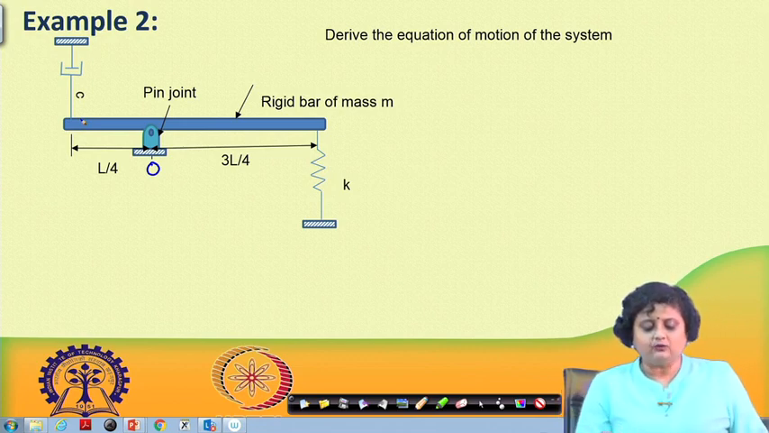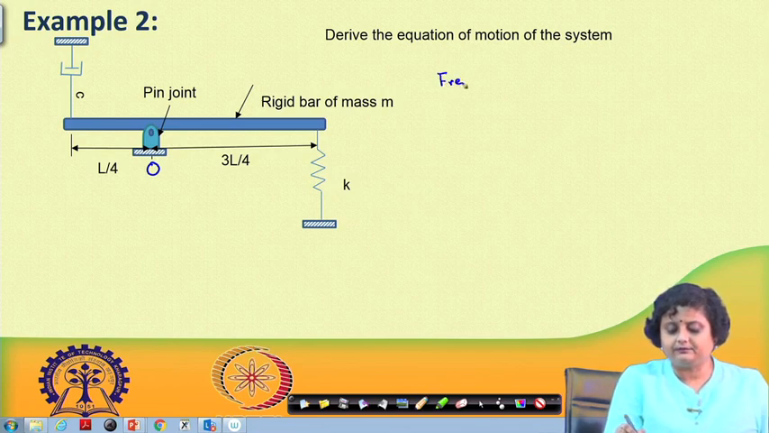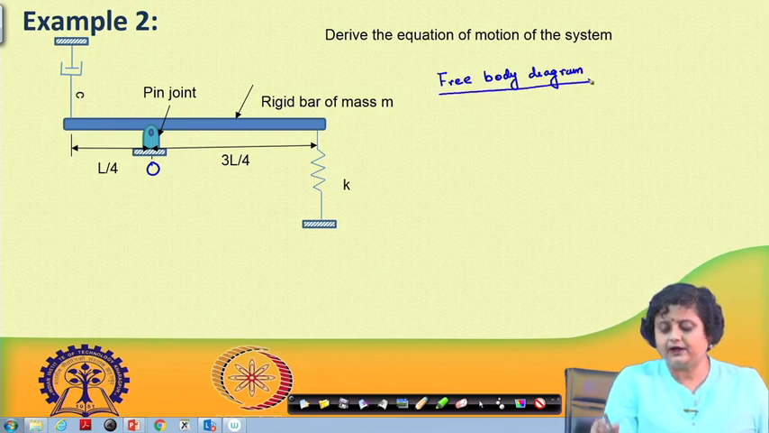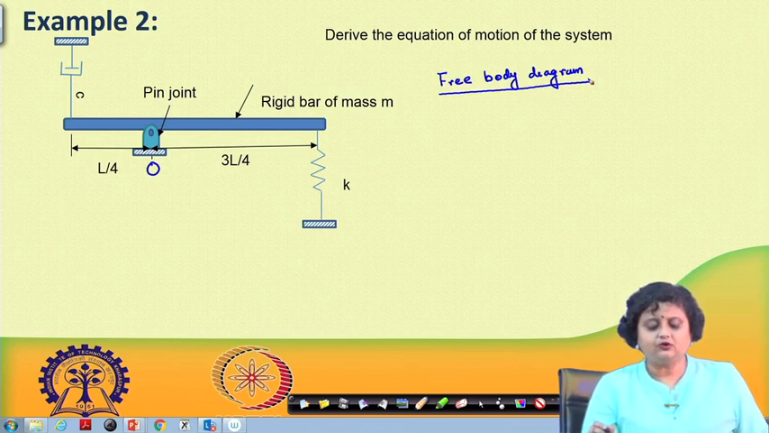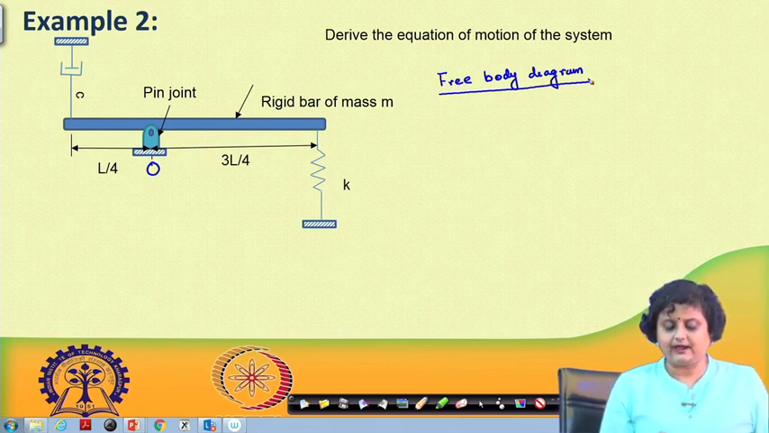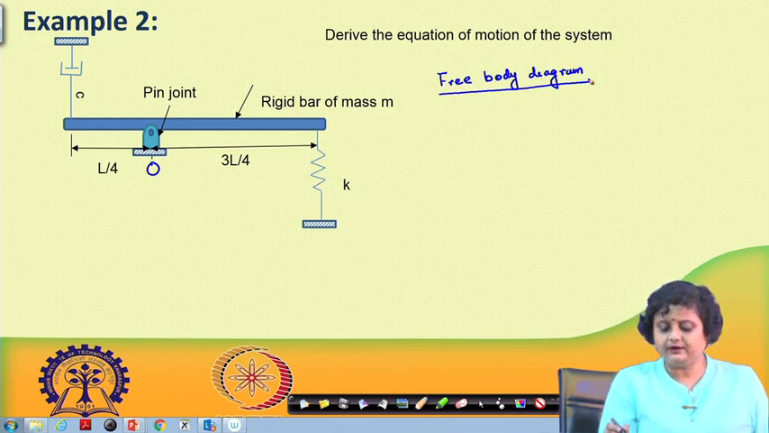Okay. Now, let me just draw the free body diagram of the system. If you are just starting to learn vibration, it is always better to draw a nice free body diagram and then derive the equation of motion, which will minimize the error in finding the equation of motion. So, let us see how the free body will look.